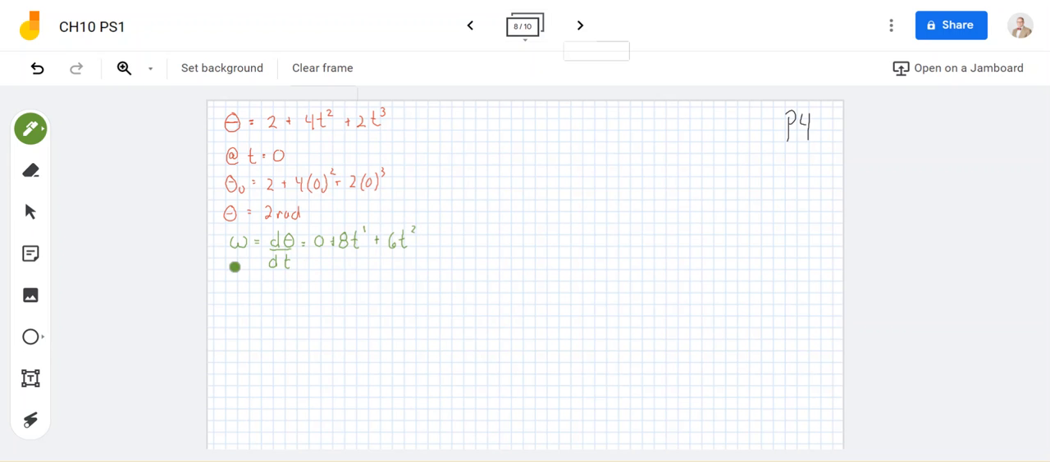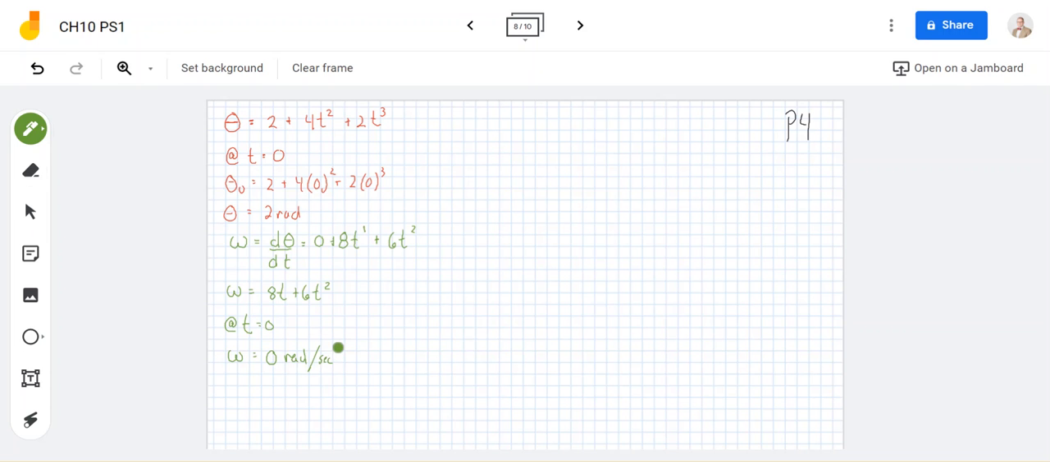So this is the angular velocity formula: 8t plus 6t squared. And we want to know, again, at time 0. So I'm just going to plug in 0. And look, it's 0, because 8 times 0 plus 6 times 0 squared is 0. And that is radians. Oh, got all excited there. Radians per second. So that's A and B.